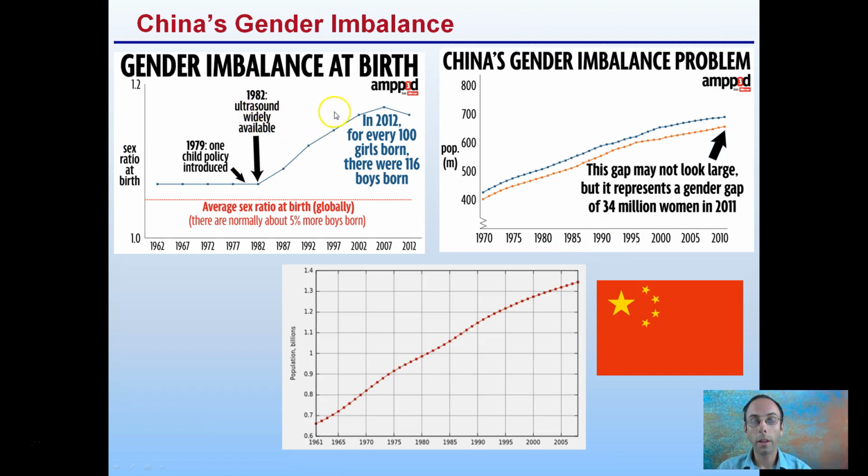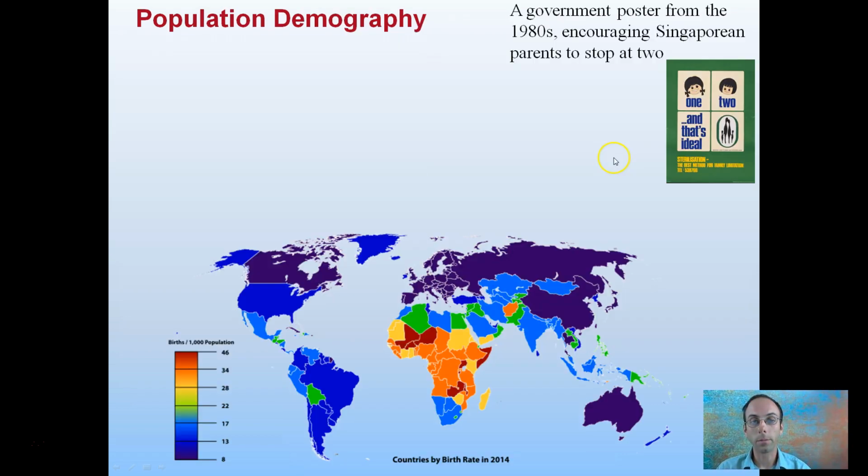Now this gender imbalance is very evident in China, where in 1982, when the ultrasound became widely available, we see an increase in the number of males. In 2012, for every 100 girls born, there were 116 boys born. China's gender imbalance problem, the gap may not look large, but it represents a gender gap of about 34 million women in 2011. So there are a lot more males than there are females. Our population is growing overall into the billions, but it is uneven. There are more males than females. Just a general population demography.